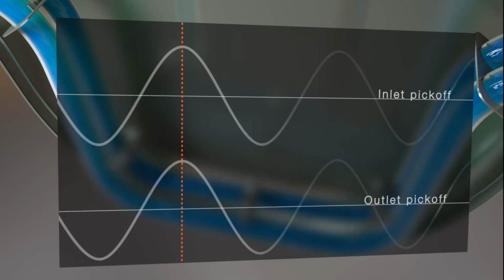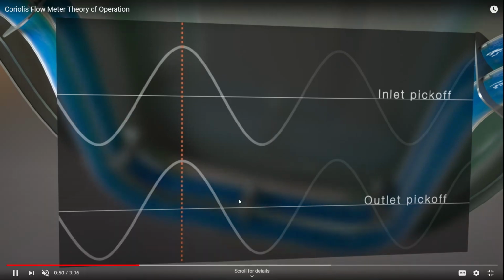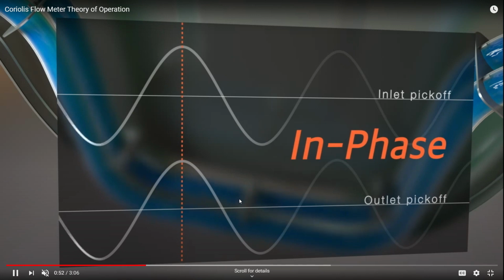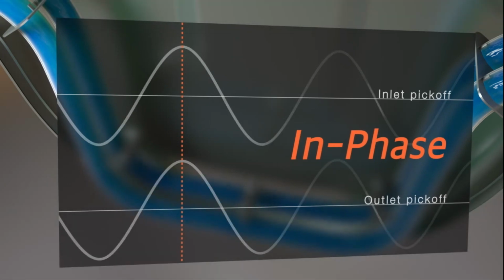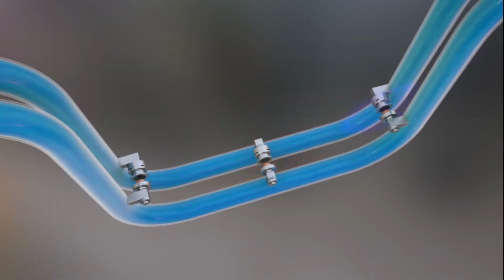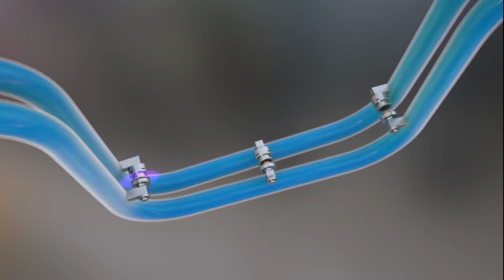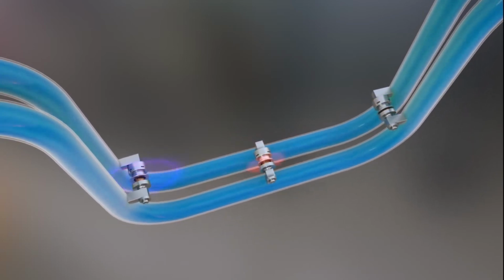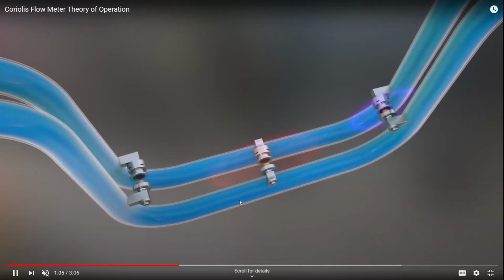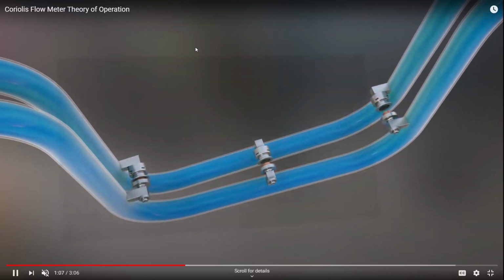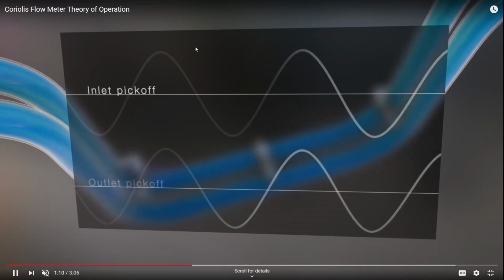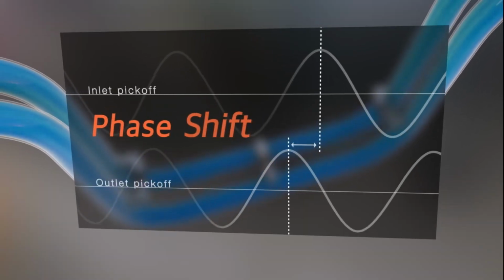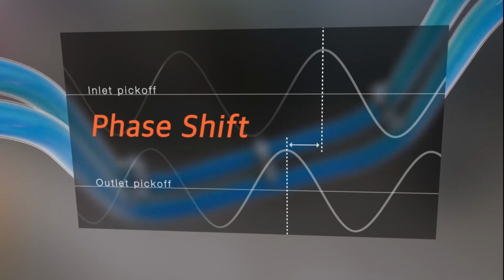Inlet side and outlet side. The inlet means the moment the material enters the tube, and the outlet is the moment the material leaves the tube. In phase means at the same angle. But if there is material in there and the density changes, see how the vibration affects the sensor's caught frequency. And you will see there is a change in the phase. Phase shift, phase shift.